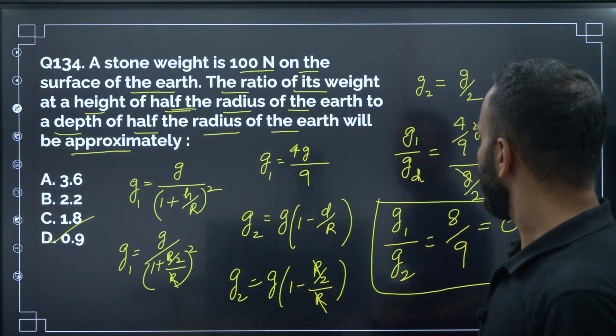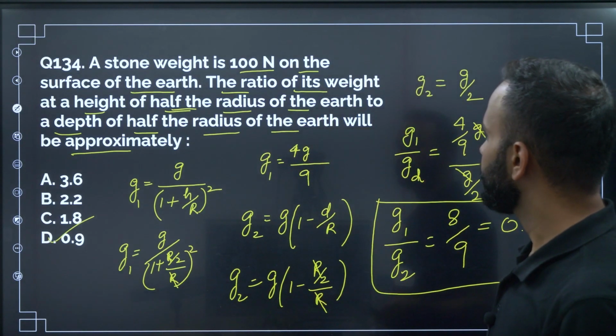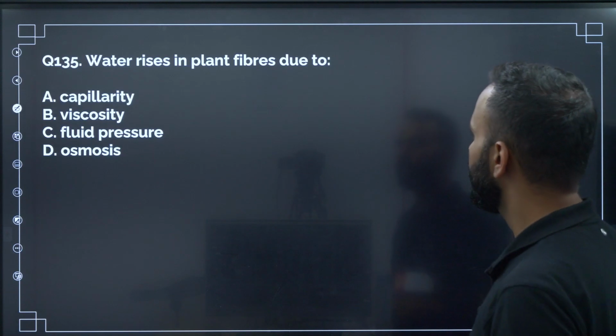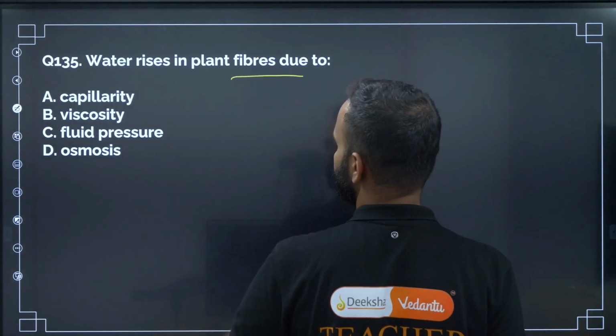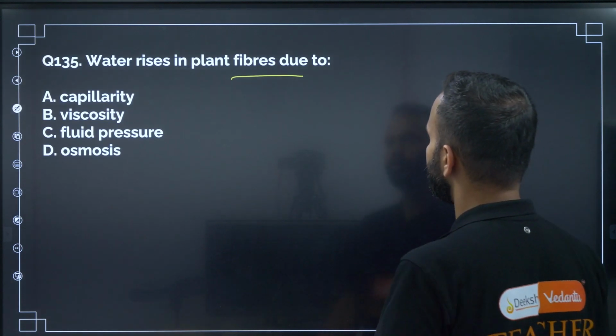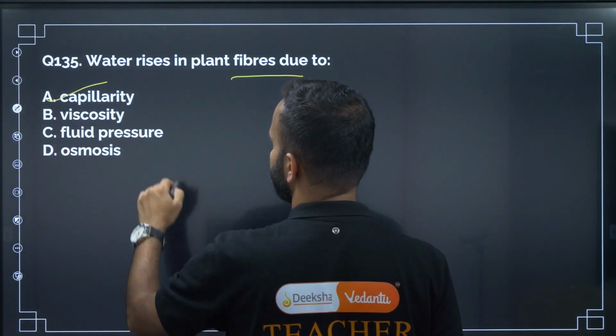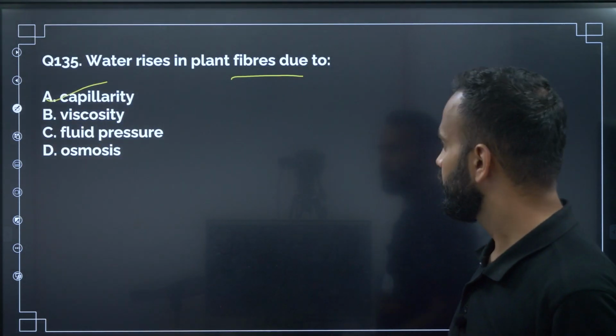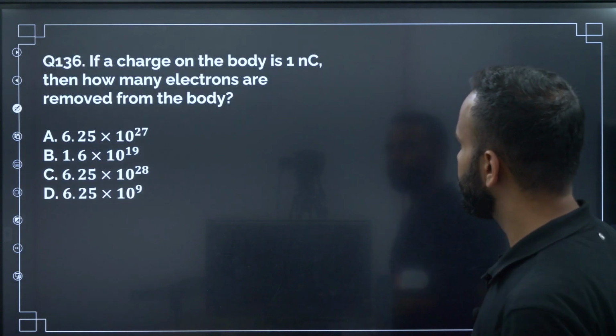Okay. Next question, 135. Water rises in plant fibers due to, this is the 10th level question, right? Everybody knows the water rises in plant fibers due to capillarity. So option A is the correct answer. That's it. Okay.